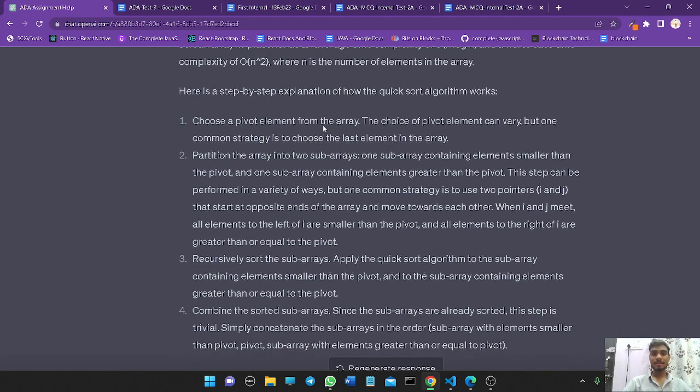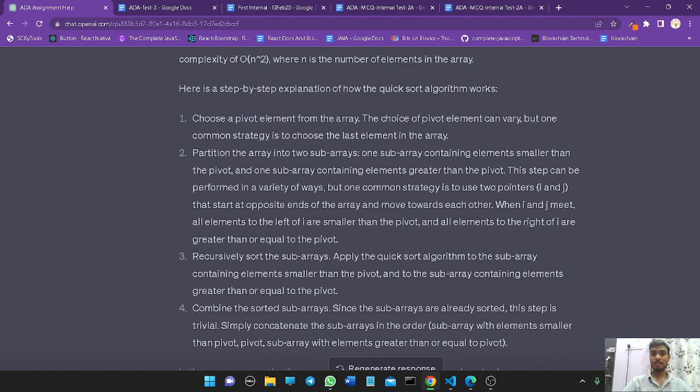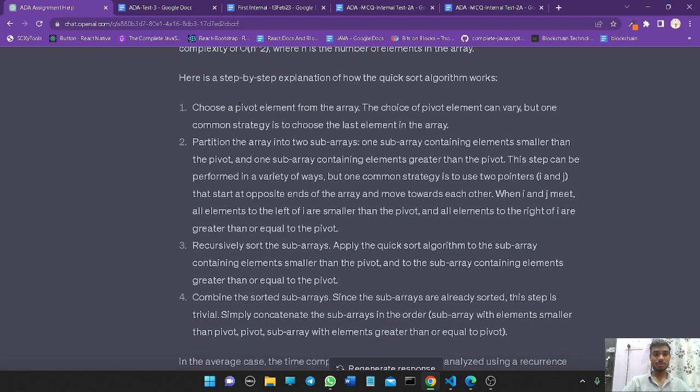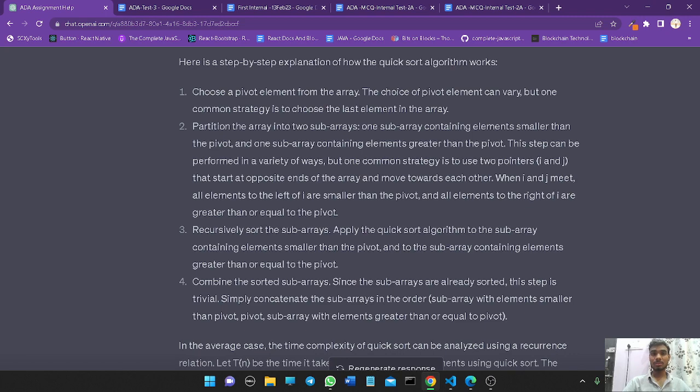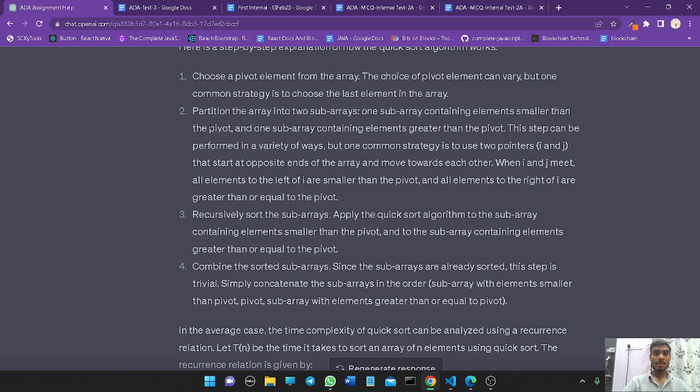Here is a step-by-step explanation of how the quicksort algorithm works. First, choose a pivot element from the array. The choice of the pivot element can vary, but one common strategy is to choose the largest element in the array.